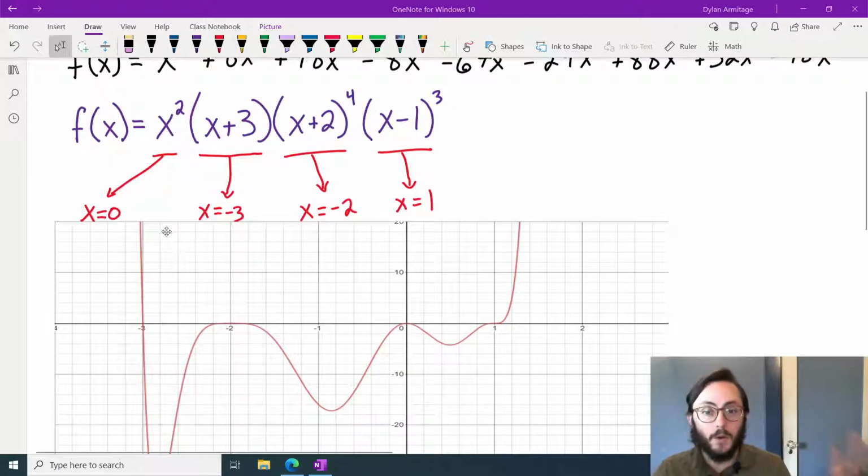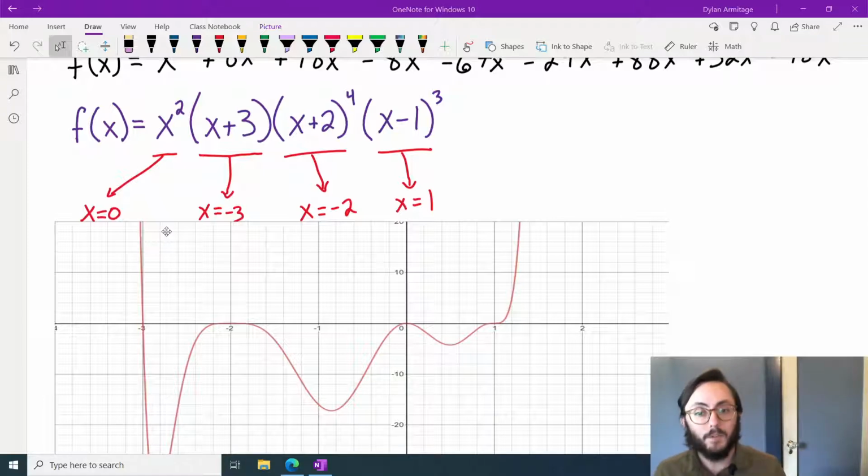x plus 3, there's no exponent shown on there, which means there's only a 1. So that's a multiplicity of 1. x plus 2, so x equals negative 2, that has an exponent of 4. So that means that factor appears 4 times. The root has a multiplicity of 4. x minus 1 as a factor appeared 3 times because its exponent is 3. And the root x equals positive 1 has a multiplicity of 3.